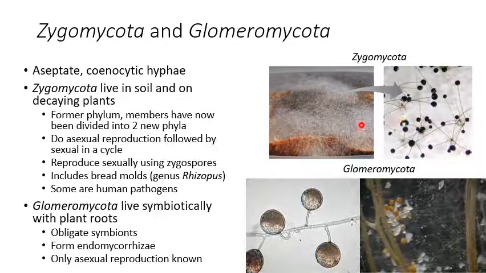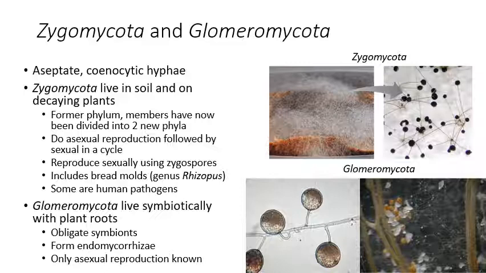So fungi in this former phylum all reproduce in a similar way. They have a cycle that they follow, where first they do a round of asexual reproduction, then they do a round of sexual reproduction, and when they're doing their sexual reproduction round, they're forming the zygospores, which are the ones formed by two hyphae fusing together. You also have some human pathogens in this former phylum.